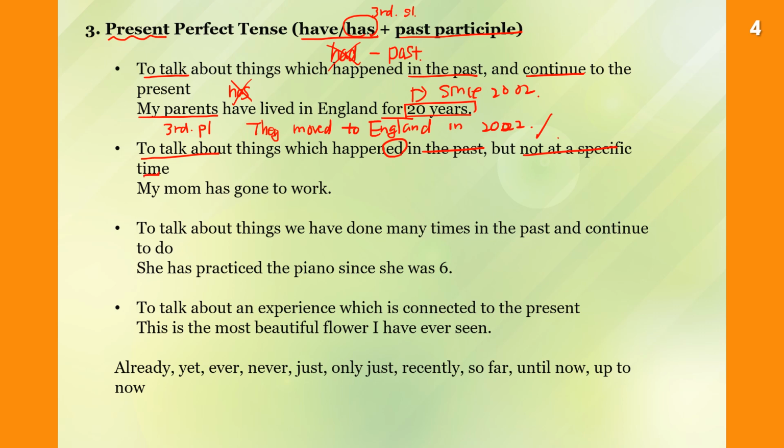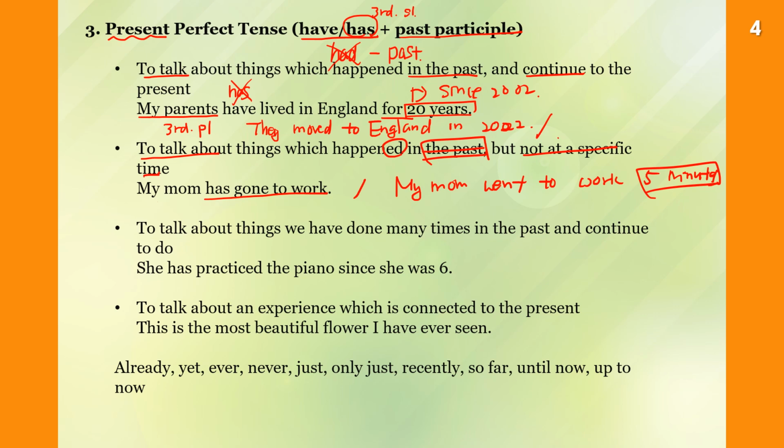time. So this one you can use a simple past. So here, my mom has gone to work, or you can say my mom went to work, but here maybe 5 minutes ago. So this one is more specific, but this one it happened in the past, but the time is not specific. My mom has gone to work, so she is at work now. You don't know what time or when she went, but she went to work, and then she's still at work. So my mom has gone to work.